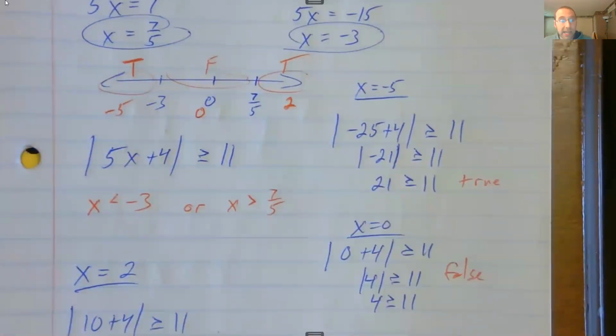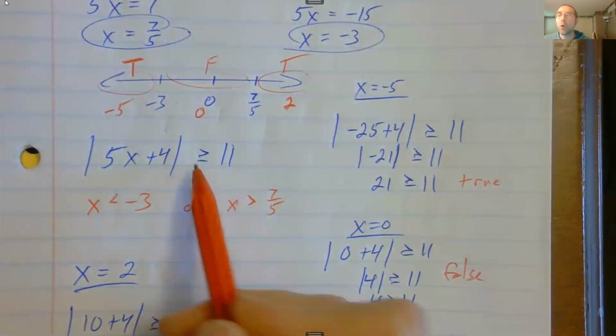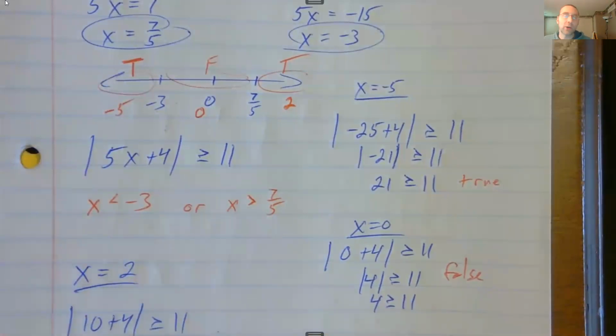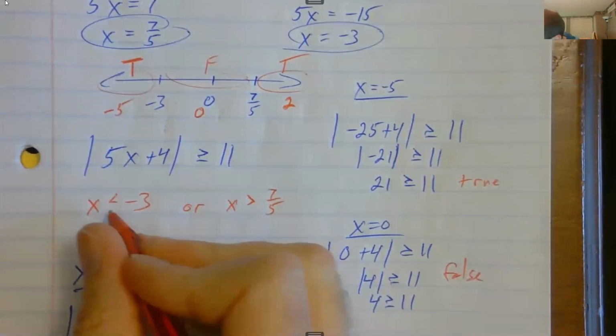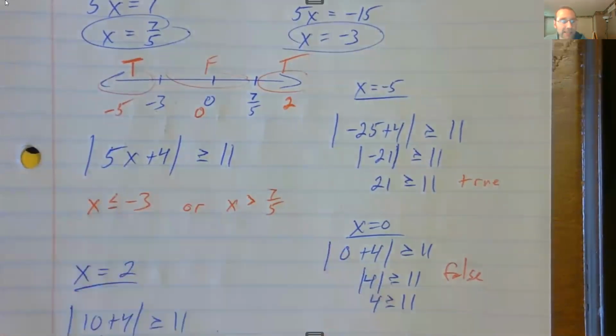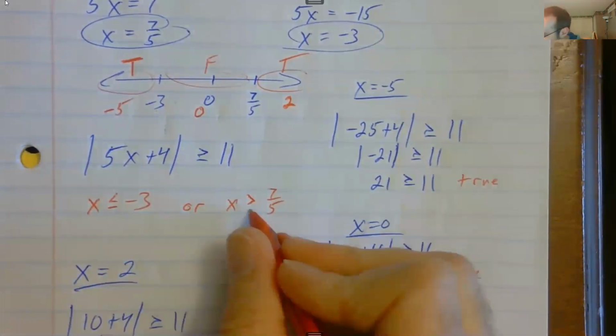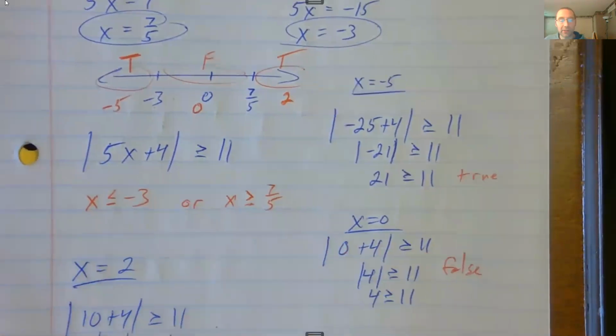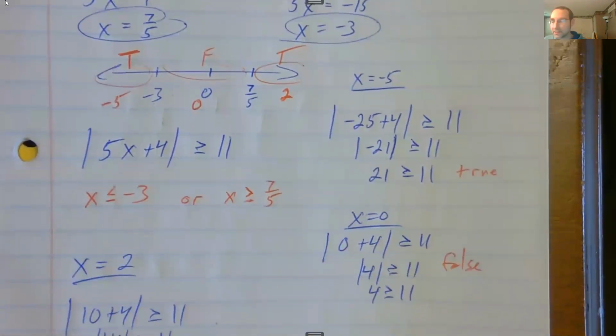Now, should I include the -3 and should I include 7/5? And the answer is yes, because I wanted things that were greater than or equal to. So because of that or equal to part there, we would say I'm okay with anything where x is less than or equal to -3, or x is greater than or equal to 7/5.